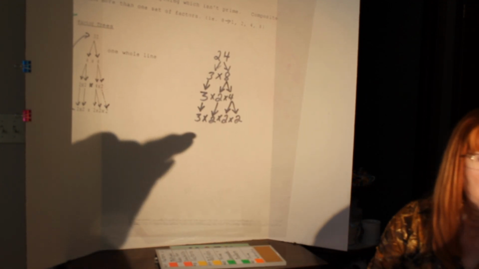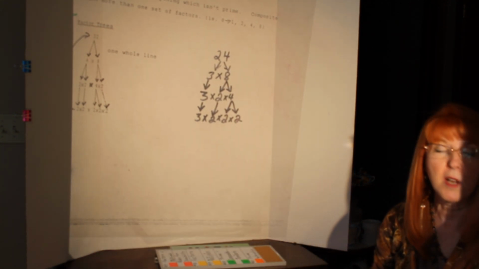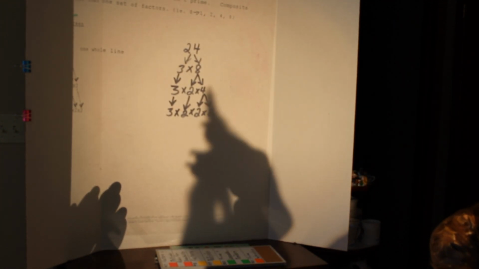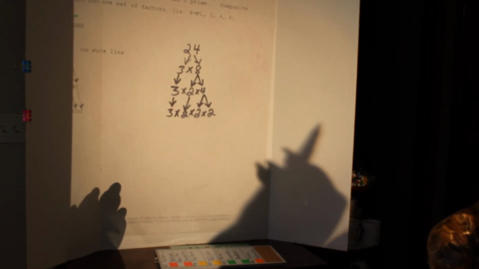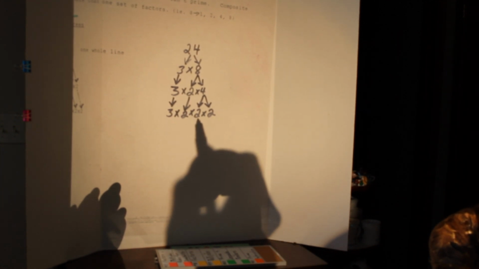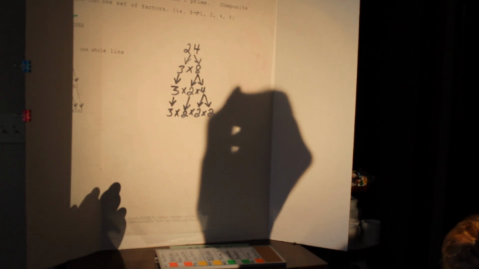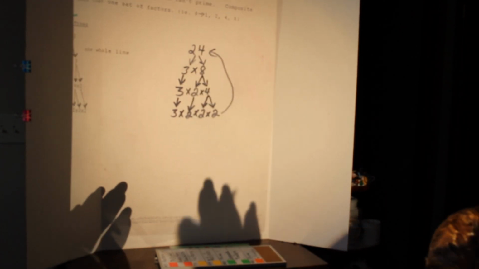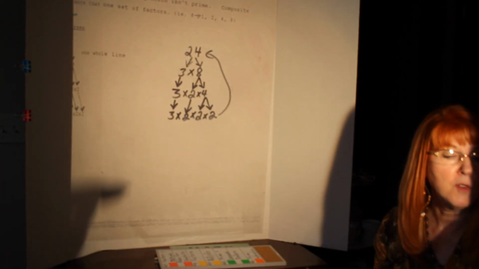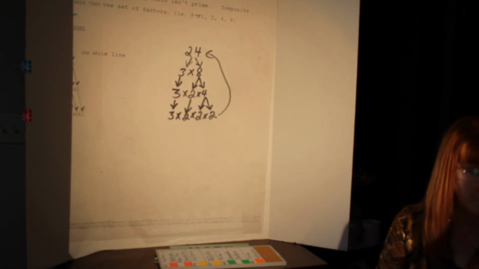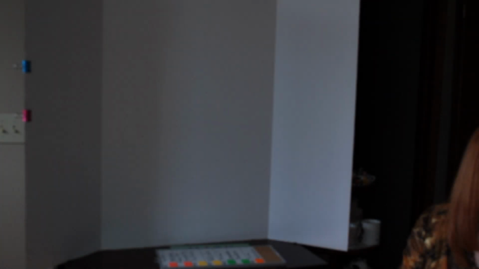So if I multiply all of these together, I should end up with 24. So I have 3 times 2 is, what's 3 times 2? 6. Times 2 is 12, times 2 is 24. So I should end up with back up here. If that works, and you've got only prime numbers at the bottom, and you've done it correctly, we'll take a look at the repeated division method.